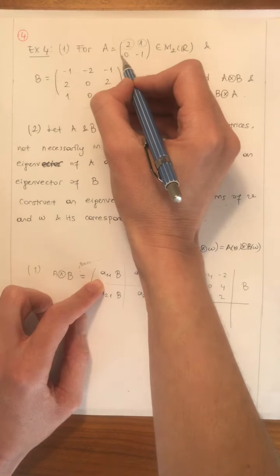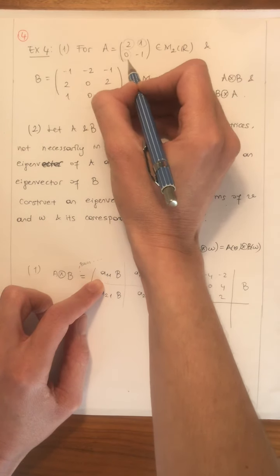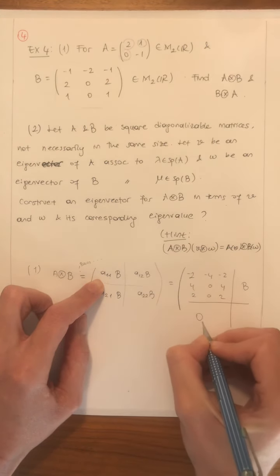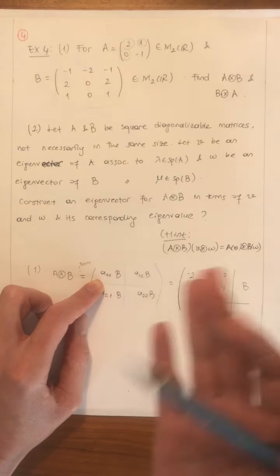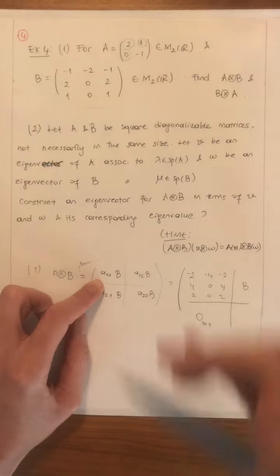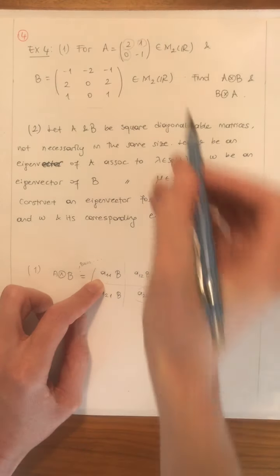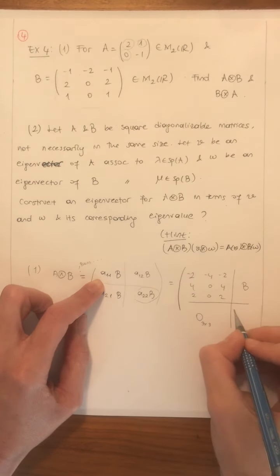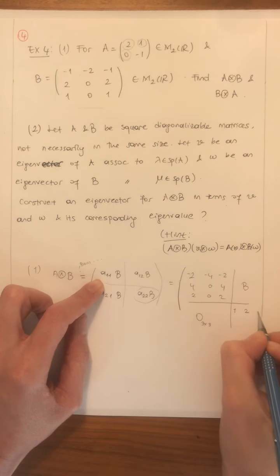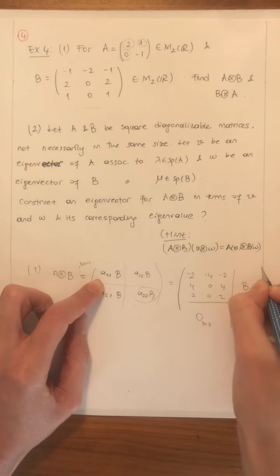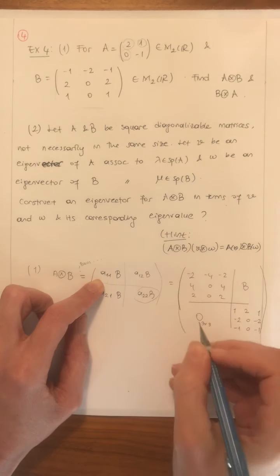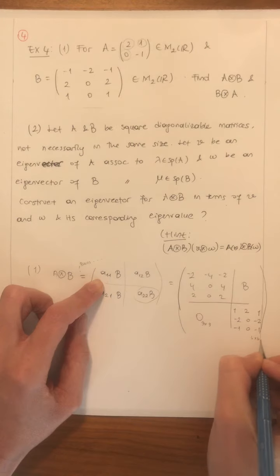And for the third block, we consider the 3 by 3 zero matrix, because when we multiply each entry by 0, we get 0. And for the final block, it's going to be minus B. So for the tensor product, we actually get a 6 by 6 matrix.